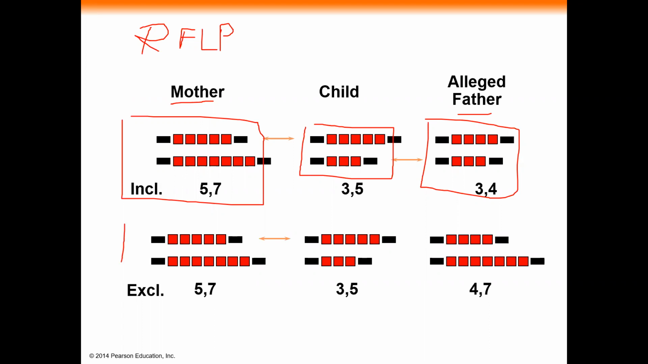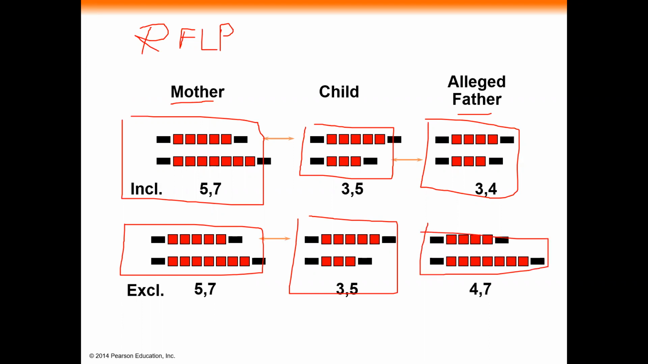Well, the mother has 5 and 7. The child has 3 and 5. But the alleged father has 4 and 7 here. That means this person probably is not that child's father, because the child is only showing what the mother has here, a matching of 5.